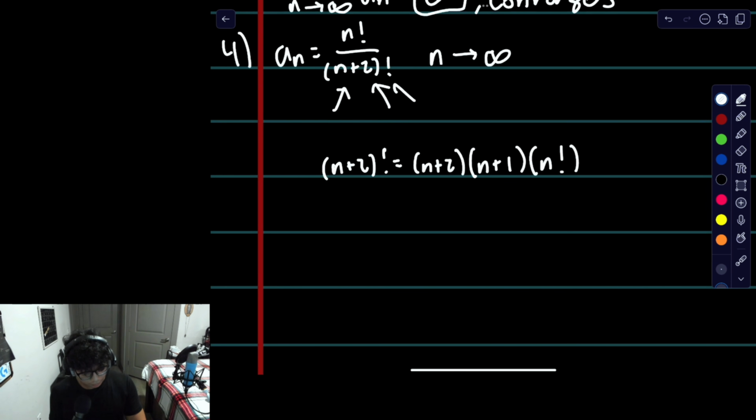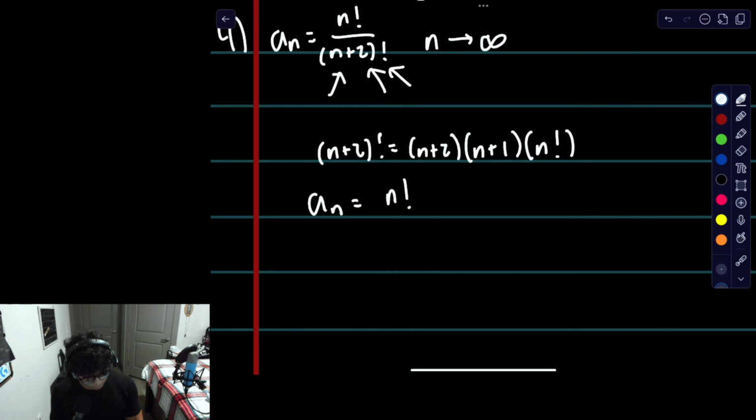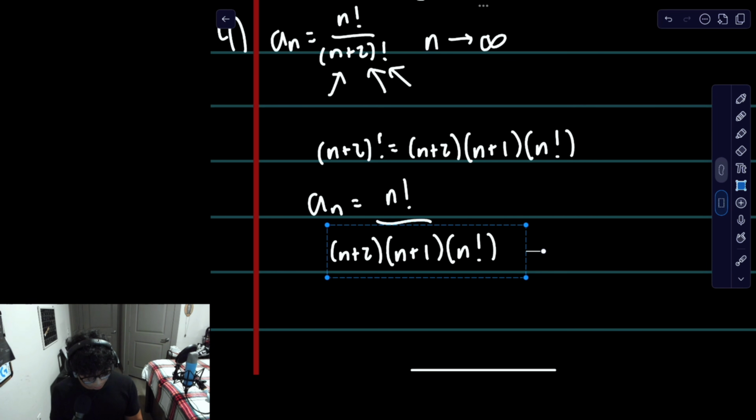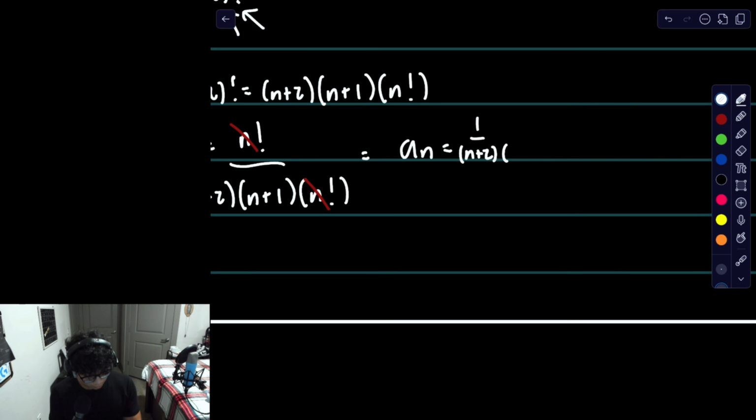Now if we just substitute that into our denominator here, our a of n equals n factorial over n plus 2 times n plus 1 times n factorial. Now if you notice, our n factorials cancel out, so we are just left with a of n equals 1 over n plus 2 times n plus 1.